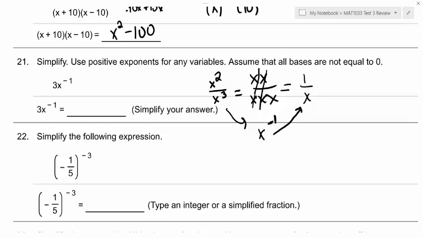So that's a way it kind of helps you see where that came from or how we created that rule. Like if it feels random, maybe that helps it make a little more sense. Okay, so here, does the 3 move in number 21? No. Why not? Because the exponent is only on the x. Very good. So the 3 actually stays in the numerator, but the x moves to the denominator, gets an exponent of +1, but of course we never write exponents of +1, so we just write it as x. So your answer there would be 3 over x.